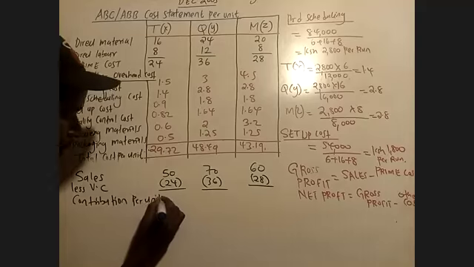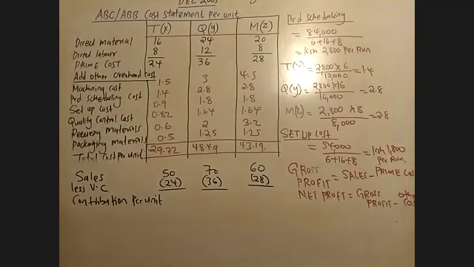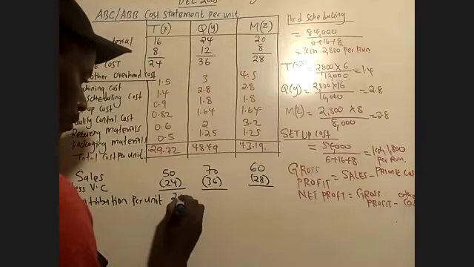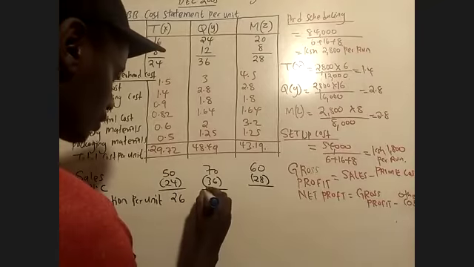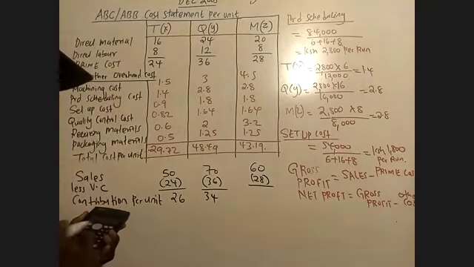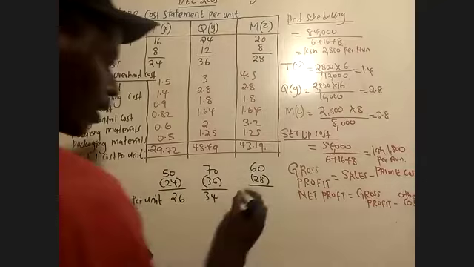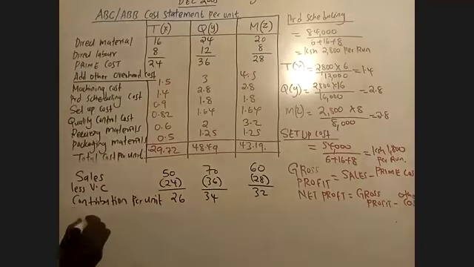Per unit, so 50 minus 24, that is 26. 70 minus 36, which is 34. Then 60 minus 28, 32. Now we less other cost.